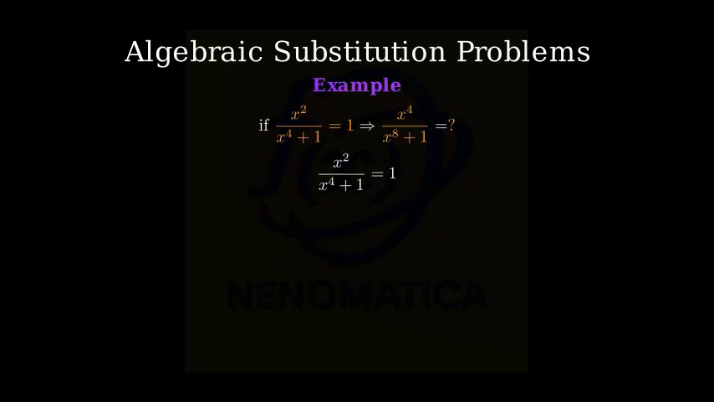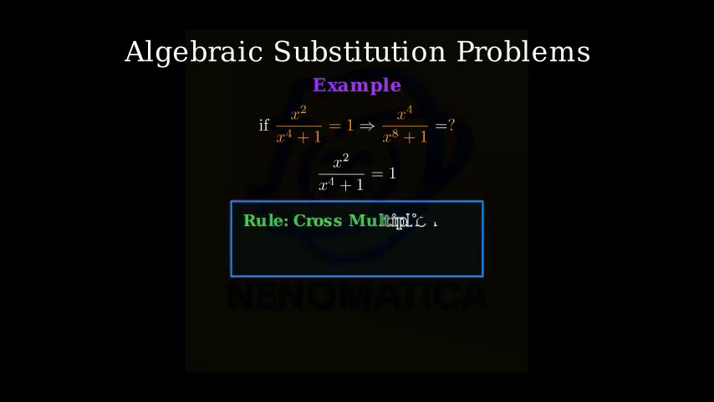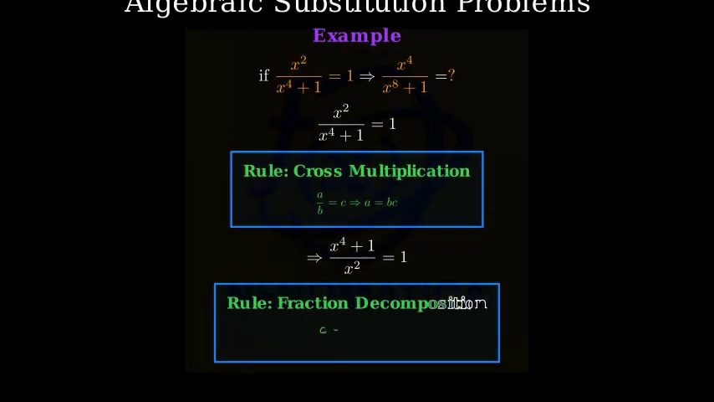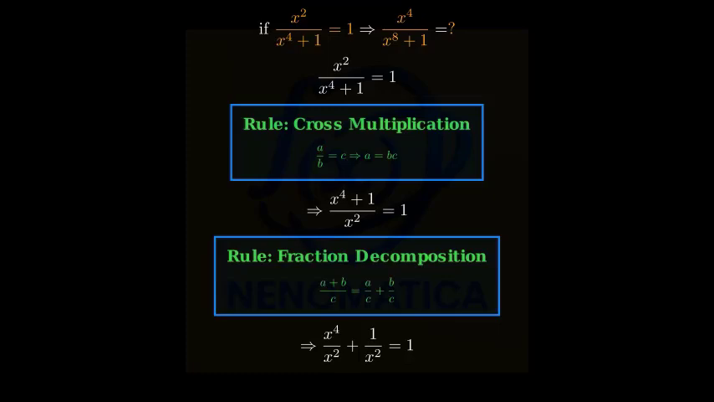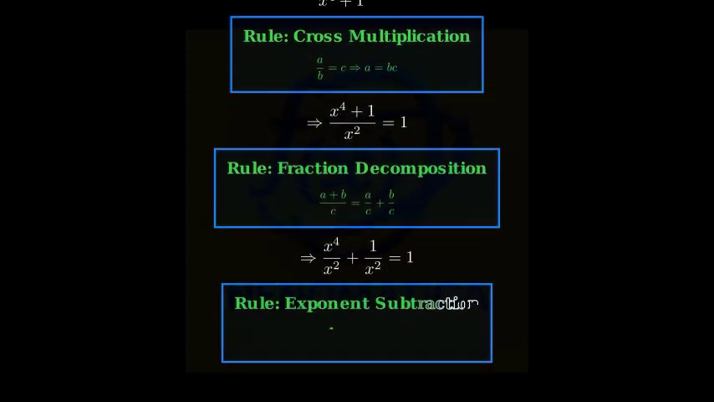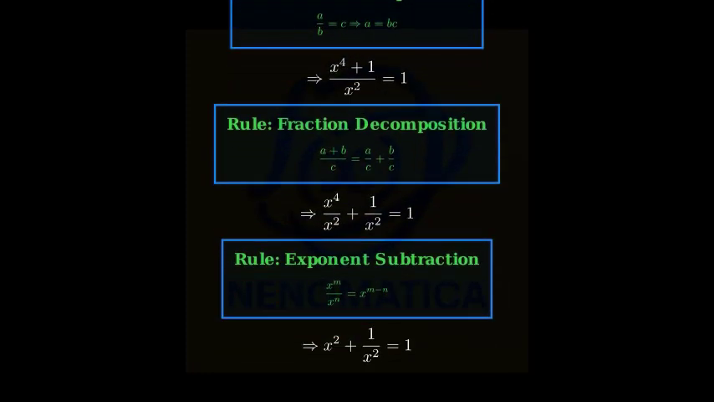Let's start by writing down what we know. We're given that x squared over x to the fourth plus 1 equals 1. First, let's rearrange this equation to isolate the denominator. We'll multiply both sides by the denominator, x to the fourth plus 1. Now, let's break up the fraction into separate terms. We get x squared over x squared, which is 1, plus 1 over x squared, all equals 1. Simplifying further, x to the fourth over x squared is just x squared. So we have x squared plus 1 over x squared equals 1.